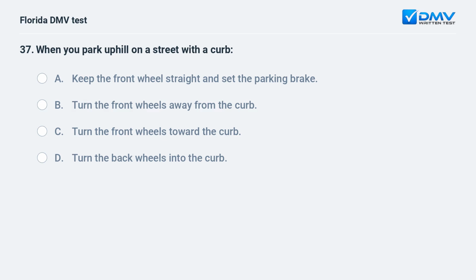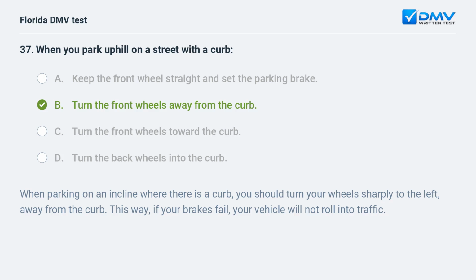When you park uphill on a street with a curb, A. Keep the front wheels straight and set the parking brake. B. Turn the front wheels away from the curb. C. Turn the front wheels toward the curb. D. Turn the back wheels into the curb. The answer is B. Turn the front wheels away from the curb.